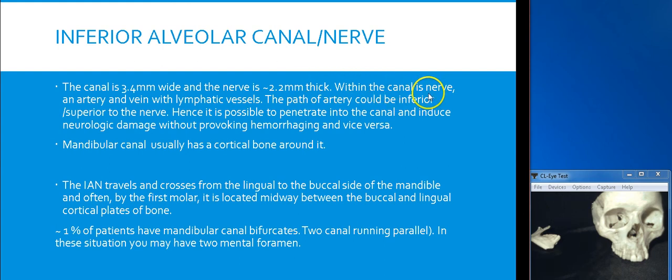Within the canal, there's a nerve, artery, and vein. So the triad travels together. The path of the artery could be inferior or superior to the nerve. So within the canal itself, the artery could be on the top or below the nerve. There is no one place you'll find it. Hence, it is possible to penetrate the canal and induce neurological damage without provoking any kind of hemorrhage. I used to hear from some people that it's okay because before you get to the nerve, you'll have some type of bleeding. Well, that's not true, because the artery could be below it, so you could have already damaged the nerve before you even hit the vessel itself.